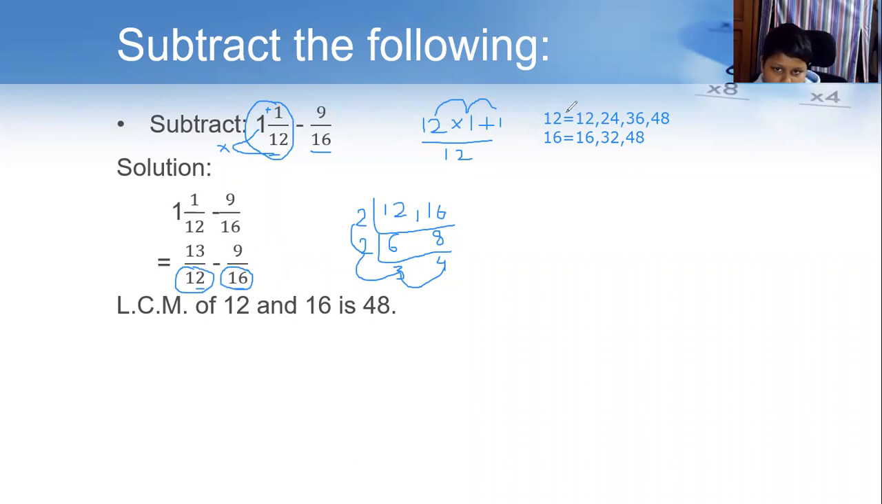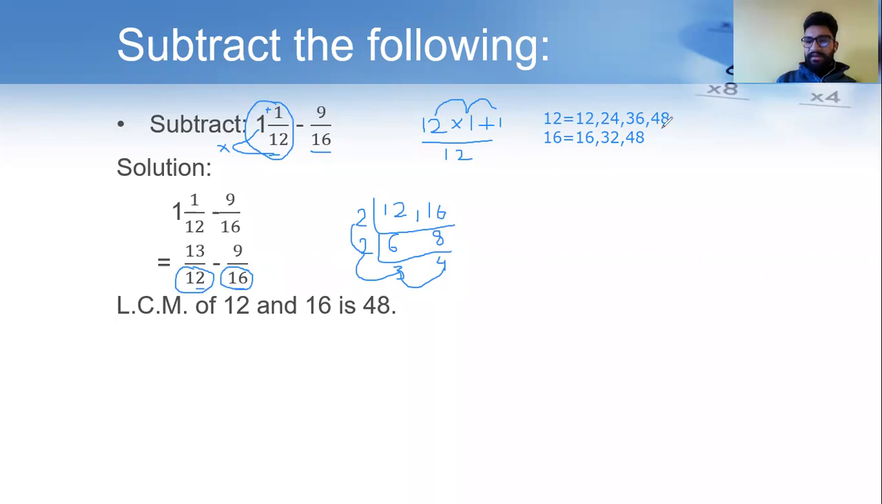13 and 12, 4 and for... You can count through the table as well. 12 4s are 48. 16 3s are 48. That means for 12 you have to multiply by 4 to make it 48. For 16 you have to multiply it by 3 to make it 48. So now multiply that. That means the first fraction, 13 by 12, multiply it by 4, and 9 by 16 multiply it by 3.